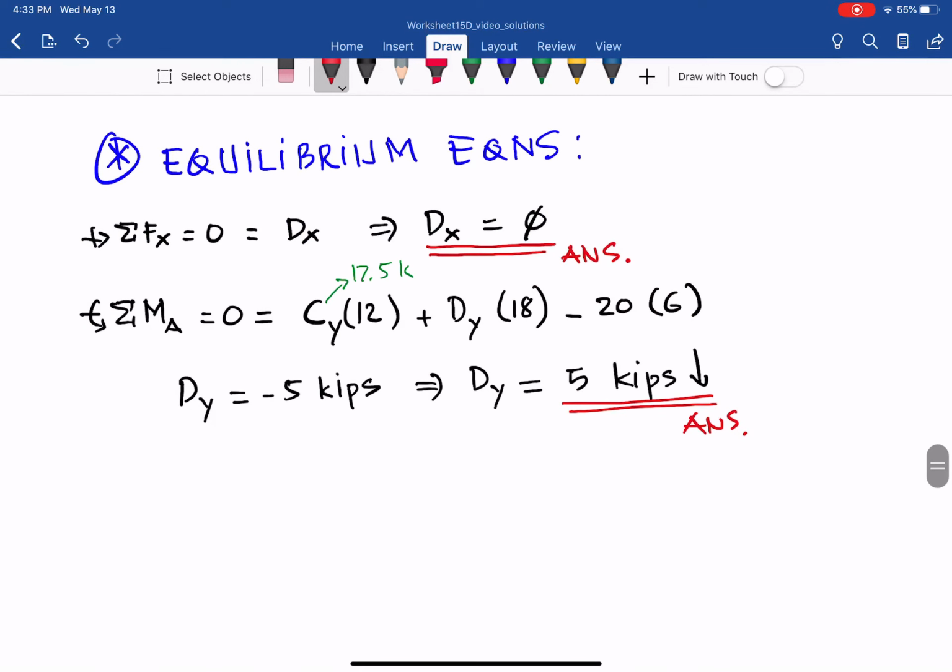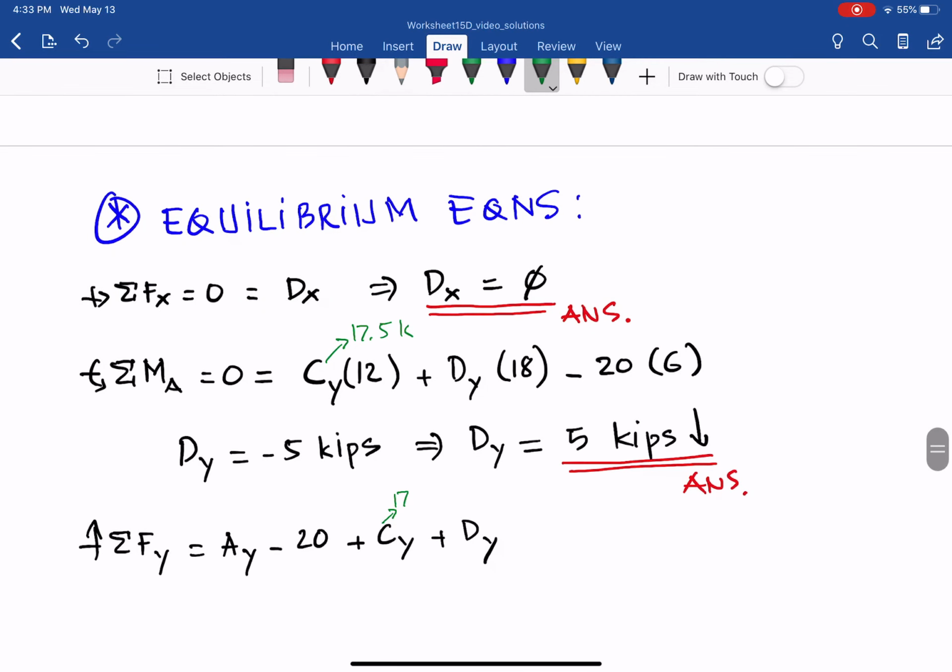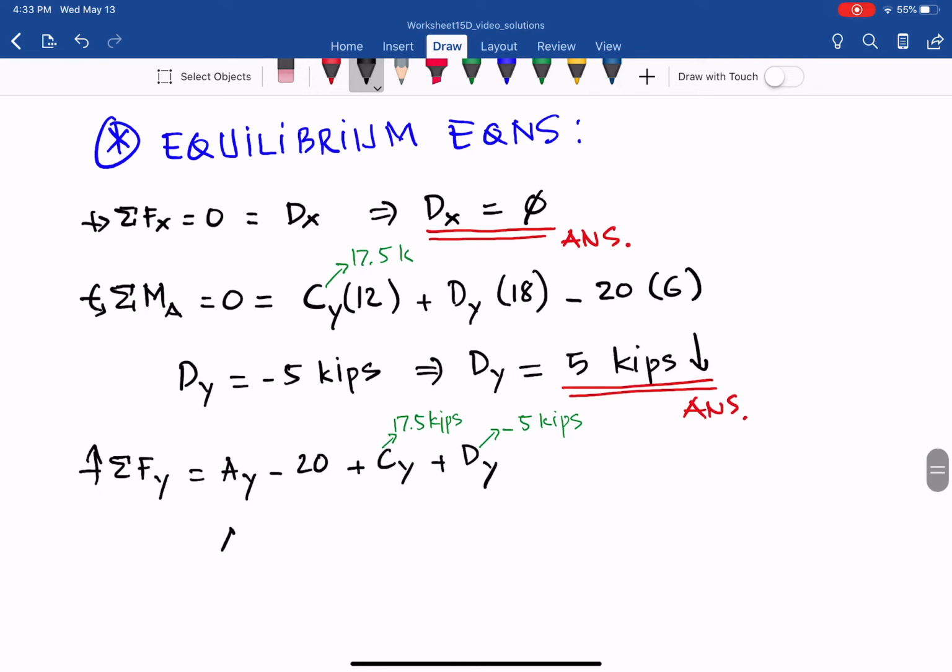And then of course the last one is sum of the forces in the y direction equals 0. We have Ay minus 20 plus C_Y plus Dy, and this is 17.5 kips, and this one is -5 kips. From that we have Ay equals 7.5 kips, and positive means going up, the same as our assumed direction on the free body diagram. And with that we answer the question asked.